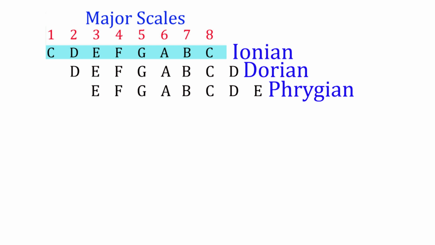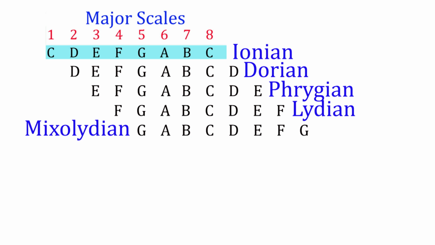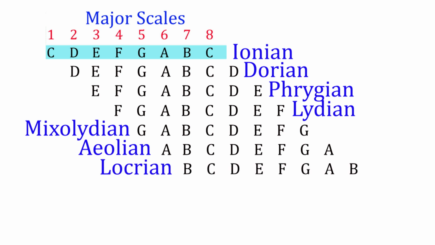The scale on the 4th degree is called the Lydian mode, so here is F Lydian. The scale that starts on the 5th degree is the Mixolydian mode, so here is G Mixolydian. The scale that starts on the 6th degree is the Aeolian scale, so here is A Aeolian. And the scale that starts on the 7th degree is the Locrian mode, so here is B Locrian.